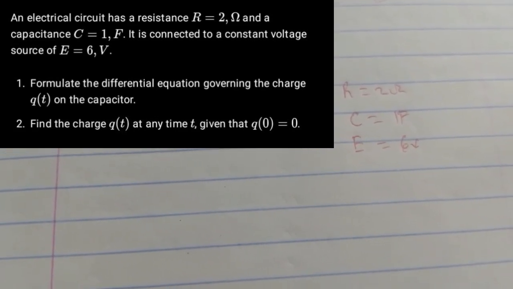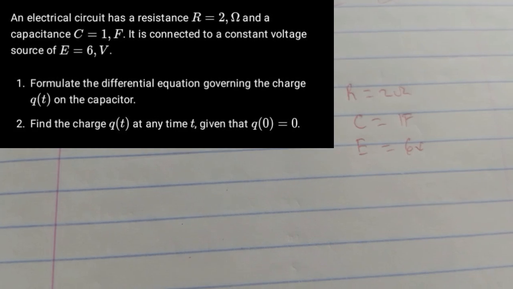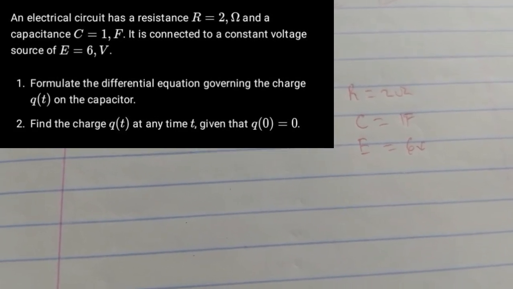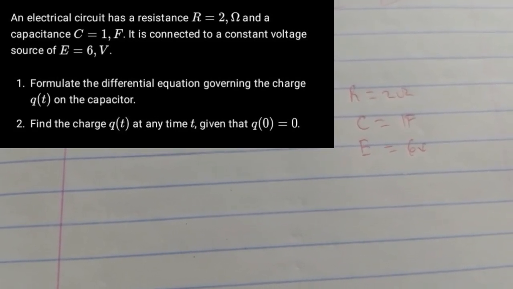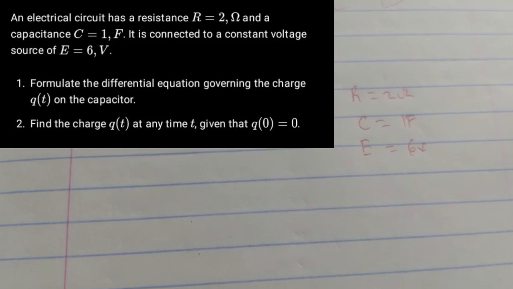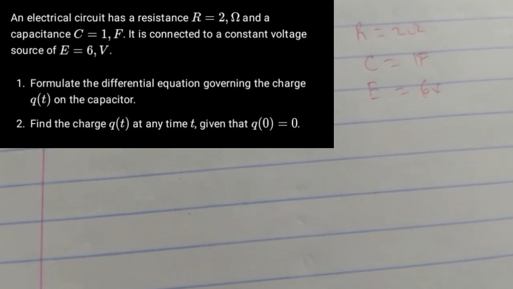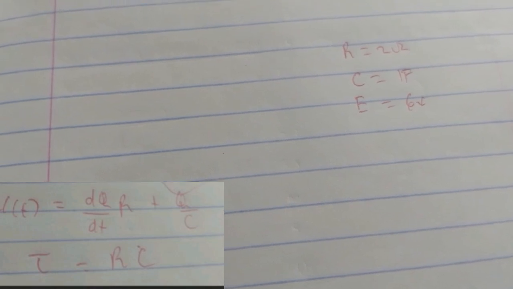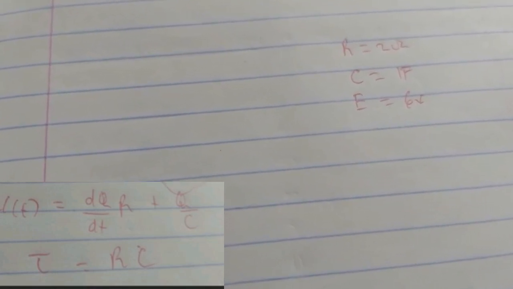Now we have two questions given here. One of the questions is to formulate the differential equation governing the charge Q of t on the capacitor. It is vitally important that you memorize the equation. I said you should memorize it, or if you can't memorize it, write it somewhere and make sure you are always reviewing it so that it can stick in your head.